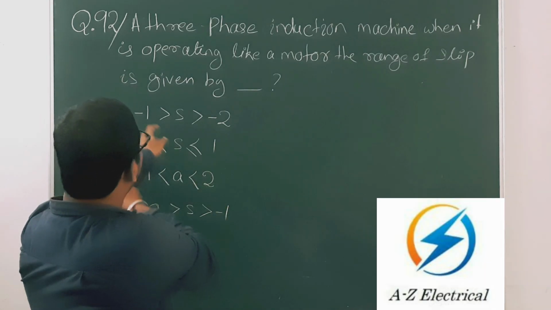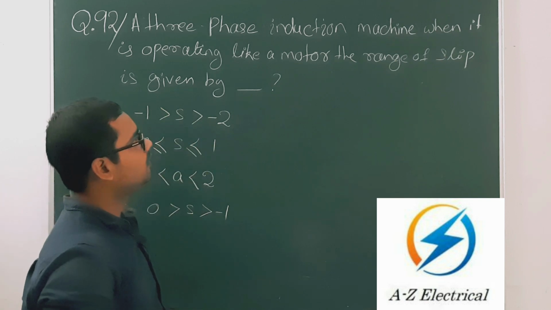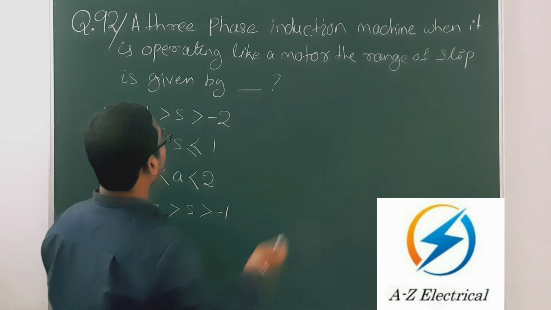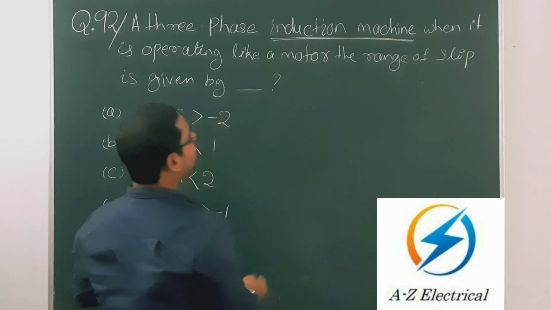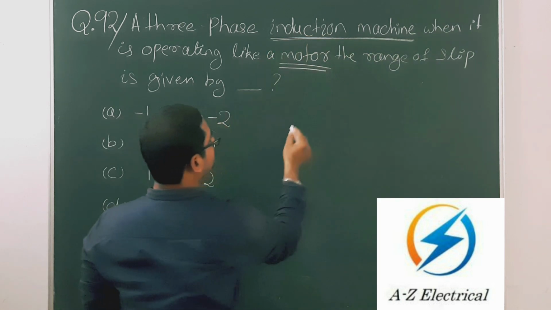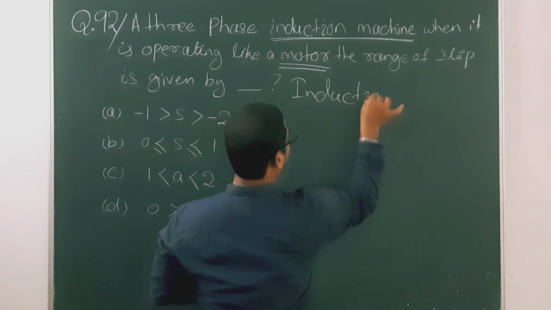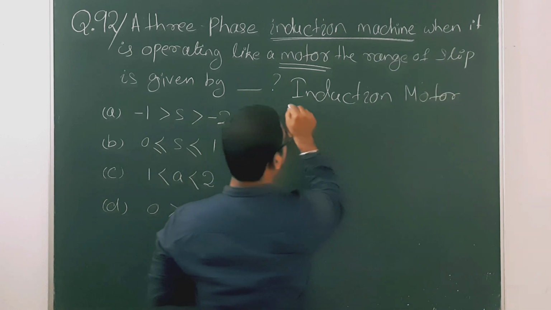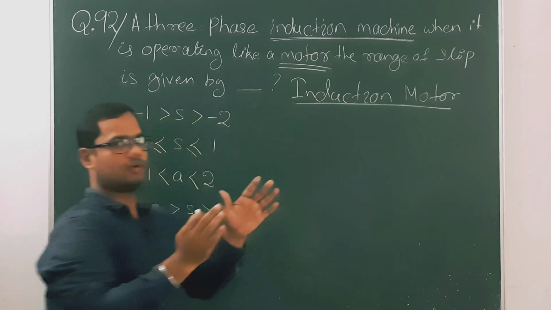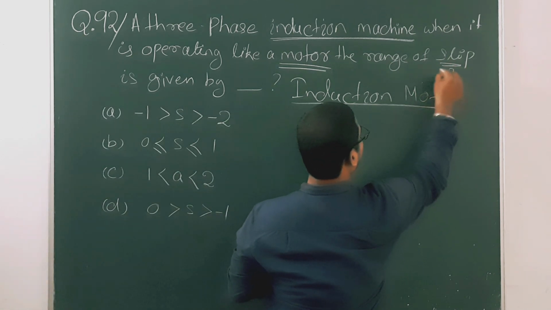Moving to the next question, question number 92. The question is, a 3-phase induction machine, when operating like a motor, the range of slip is dash. So it is an induction machine and the machine is a motor, so finally it will be an induction motor. For the induction motor, you have to find out the value of slip.